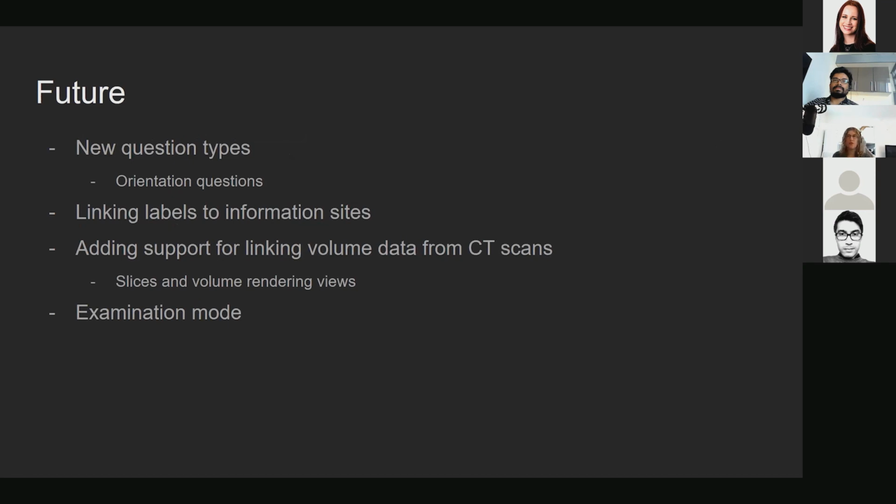We also want to add some more question types. Orientation questions would be nice, like where's the posterior, anterior, and the top and the bottom of the various bones, like the tibia. That would be nice to support. And we would also like to give it a bit more of a compendium, lookup research tool usage by letting you link the labels to various information sites to make it easier to browse through the various models and read more about the features in question.